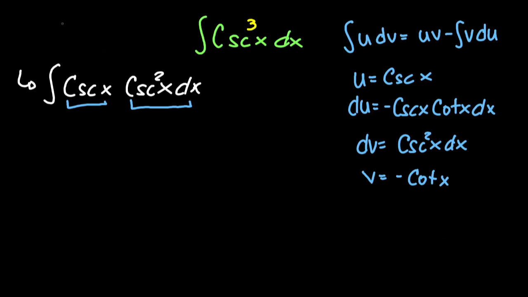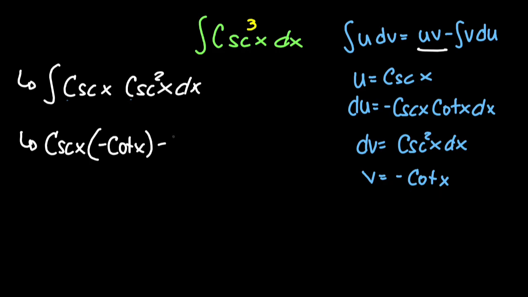Now that we have our values here, we can substitute them using our formula for integration by parts. First up would be the multiplication between u and v. U here would be cosecant of x multiplied by v, which is equal to negative cotangent of x, minus the integral of v, which is, again, negative cotangent of x multiplied by du, which is this value right here.